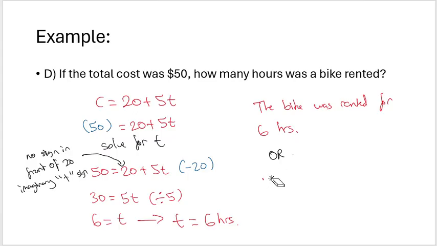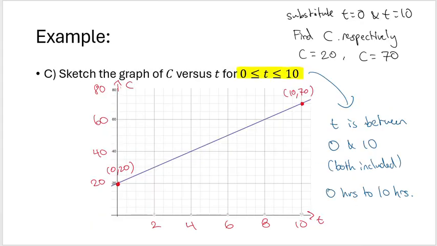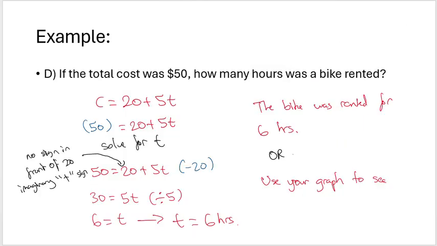Or you could use your graph to see. So let's have a look at our graph here. Where's 50? So 50 is around here. If we go across this 50 line, we'll see that it intersects with the line that we've drawn at around 6 hours. So that's why you could just say 6 hours there as well. So there's many ways to answer these kinds of questions.